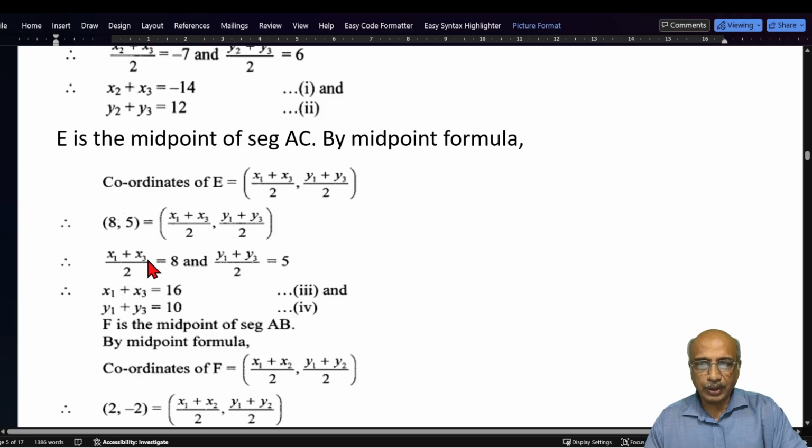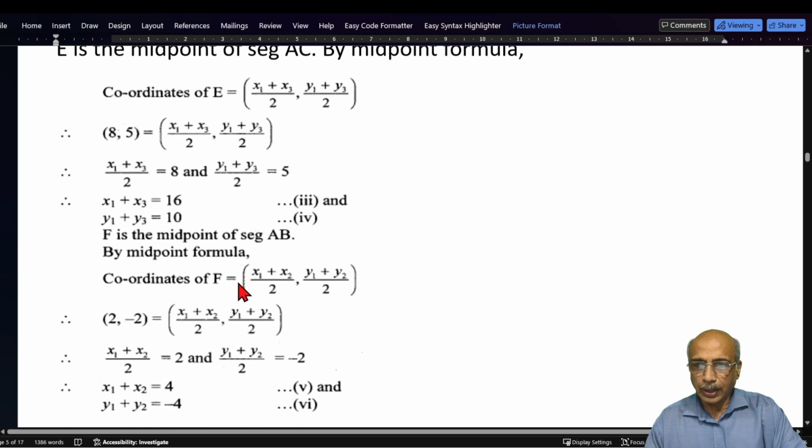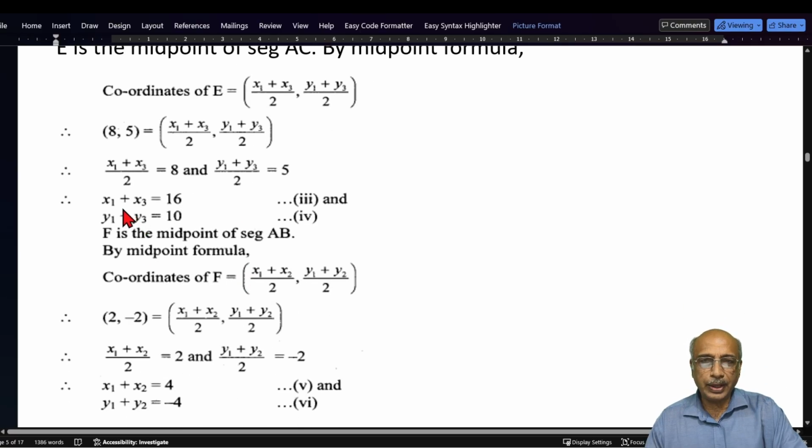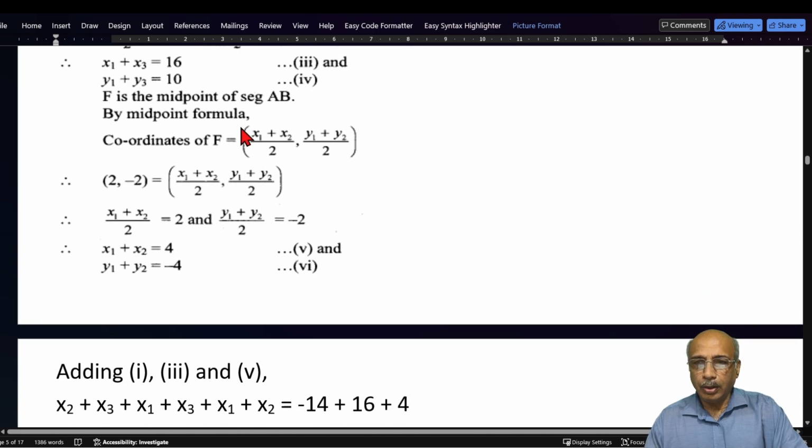Therefore, (x1 + x3)/2 = 8 and (y1 + y3)/2 = 5. Again, we get two equations in two variables, that is x1 + x3 = 16 and y1 + y3 = 10. Let these equations be 3 and 4. F is the midpoint of segment AB by the midpoint formula. The coordinates of F are (2, -2).